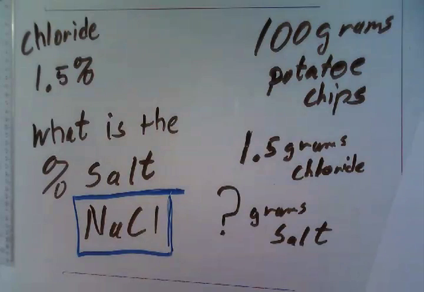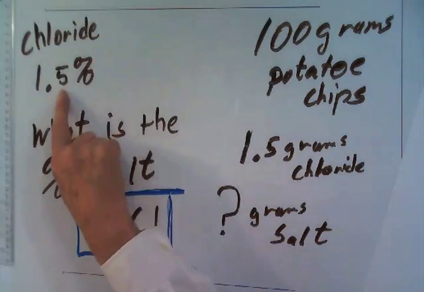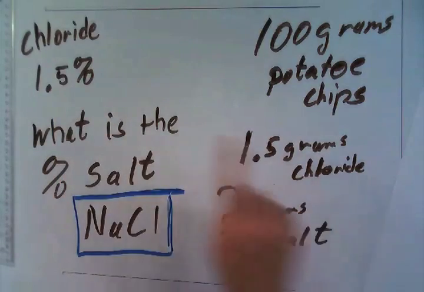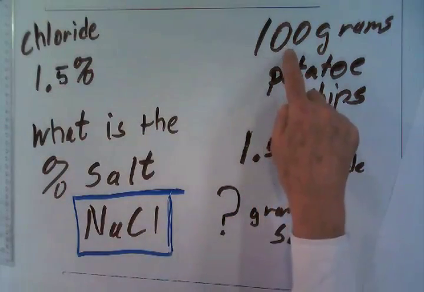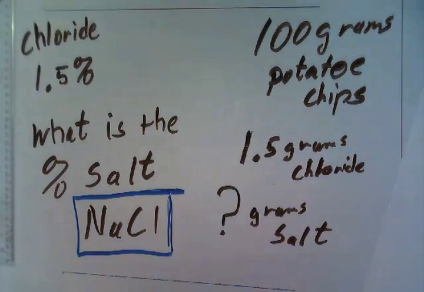My attitude towards something like this is I look at the percent chloride, I say 1.5% chloride, and I think, what does that exactly mean? And then I want, what percent salt is that? What exactly does that mean? So I make an example. Let's say we have 100 grams of potato chips. Of this, 1.5% is chloride. So 100 grams of potato chips, 1.5 grams is chloride. And our question is, how many grams are salt?